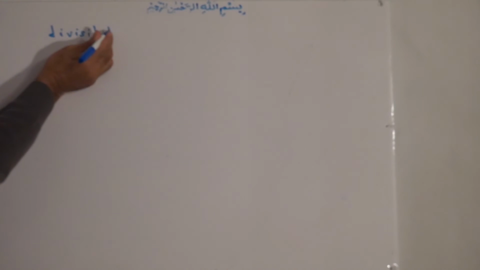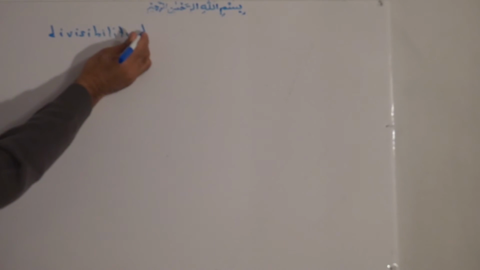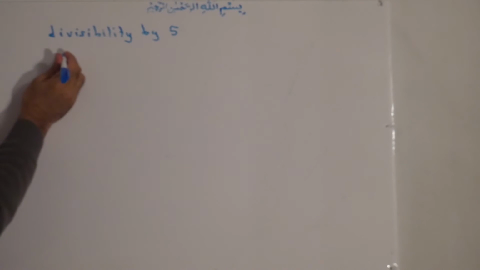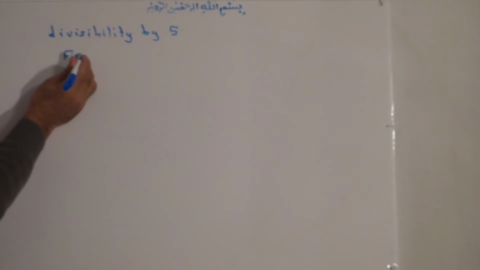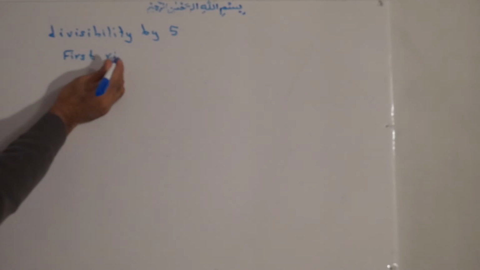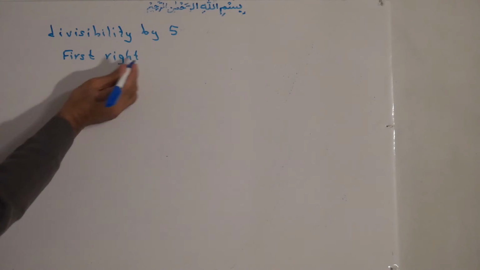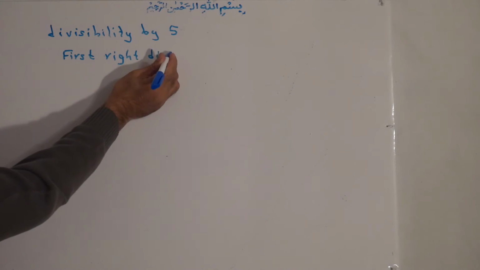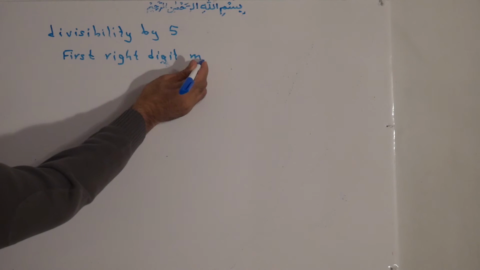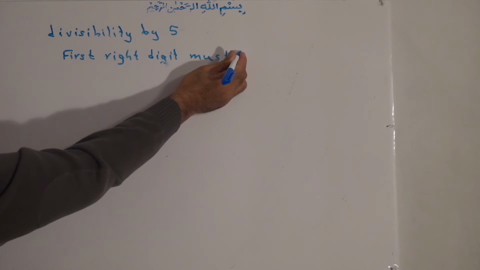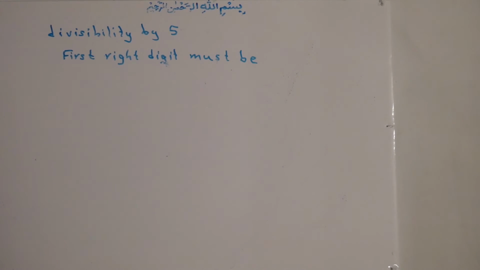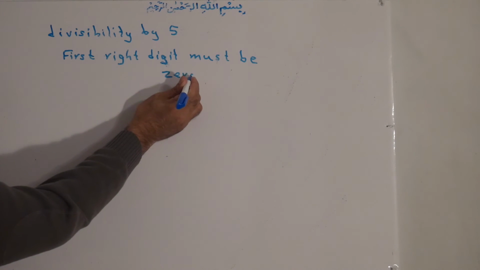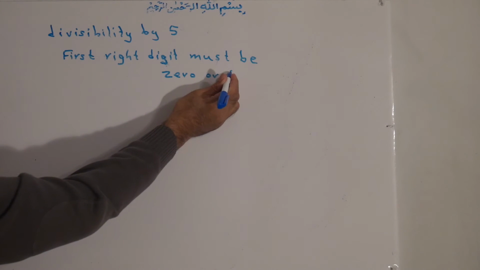Divisibility by 5. The first right digit must be 0 or 5.